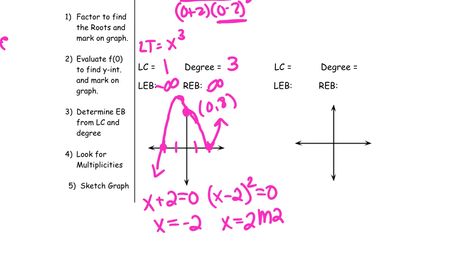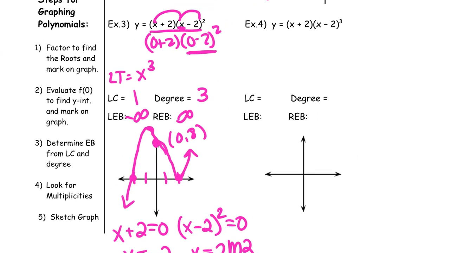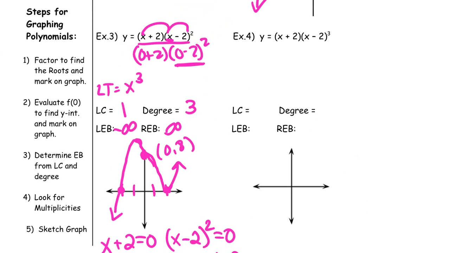Try another. So this one has a what? Leading term. What is our y-intercept? -16. Okay, -16. Everybody see why? -2 cubed is -8 times +2 is -16.